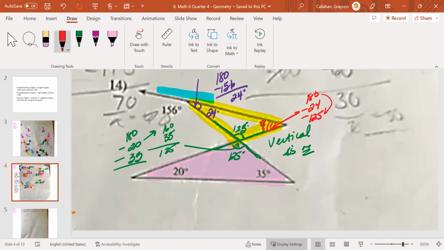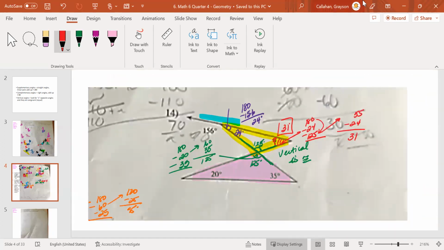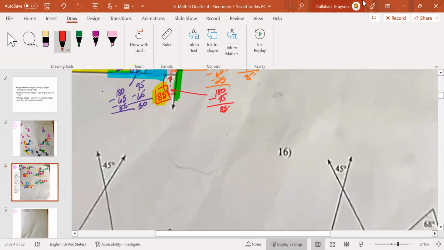Okay, 180 minus 125 is going to give me 155. 155 minus this is going to give me 131. Do you see that? Yes, it is. Good job. Hold on. It should be 55. Yep, negative 31. 31 degrees is what you have, right? Okay, are we good? Okay, 14 down. We got 15 and 16.